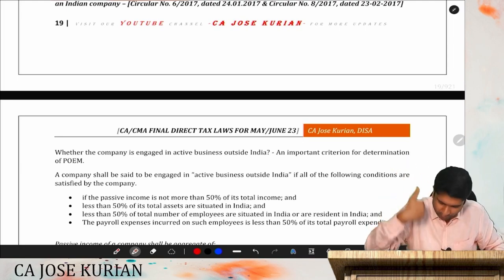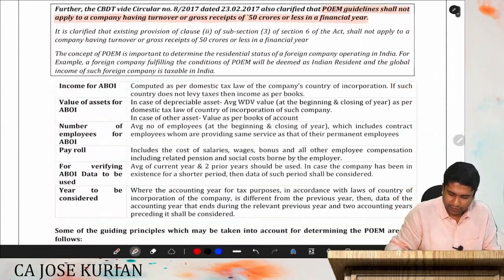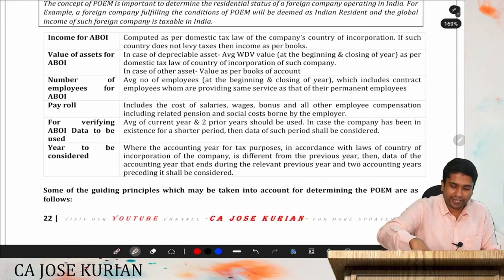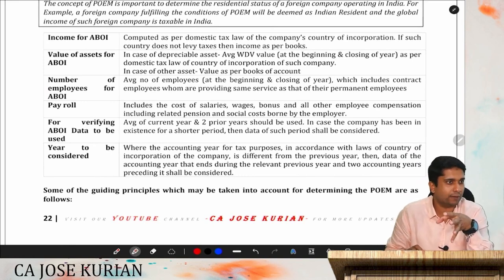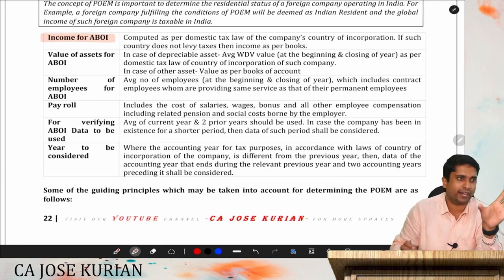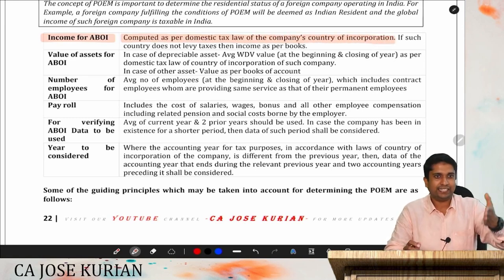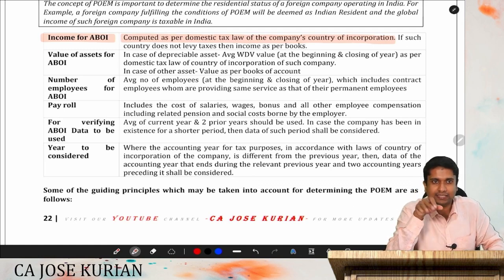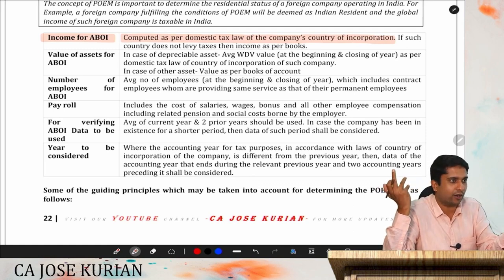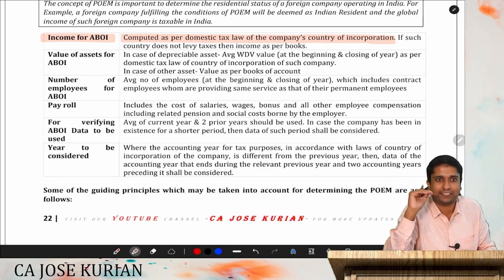Yes or no? Moving on, there are a few clarifications regarding POEM again. How do we find out income for the ABOI test? Because it's a foreign company, how do we determine income for the ABOI test? Don't write, only listen. All right. So it says computed as per domestic tax law of the company's country of incorporation. See, if a company is an Indian company, then income means income as per income tax records. Yes or no? Income as per your books of accounts, which is reported to the income tax department, is the income.